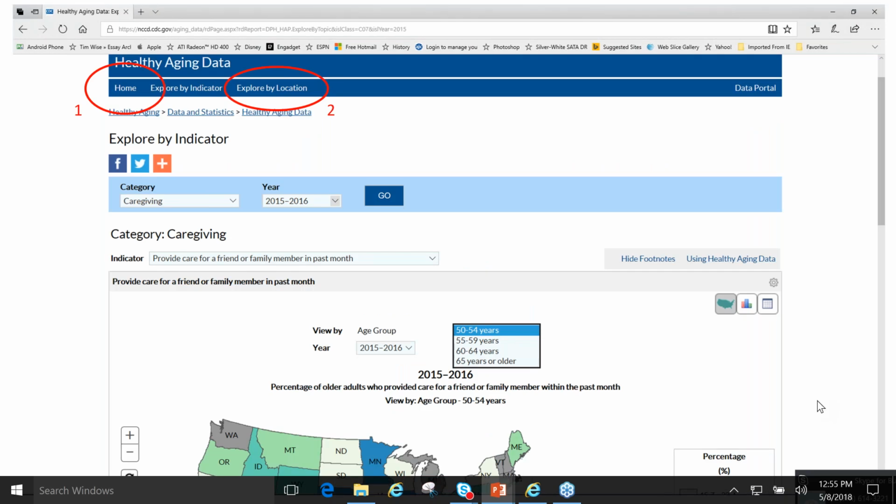At any time, the user can link to the home page to choose a different data display option. These options are located at the top of each page. In this example, I'm going to choose the home page link to go to the next option, which is the Explore by Location module. Next slide, please.